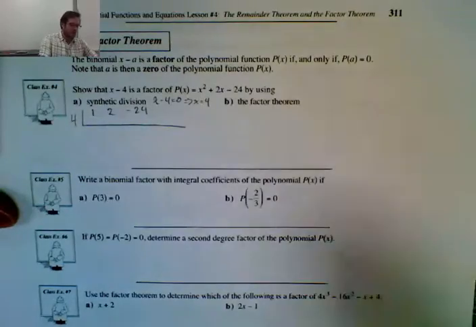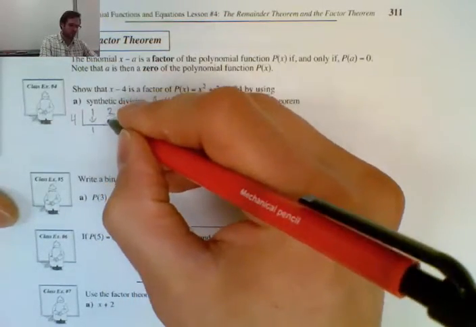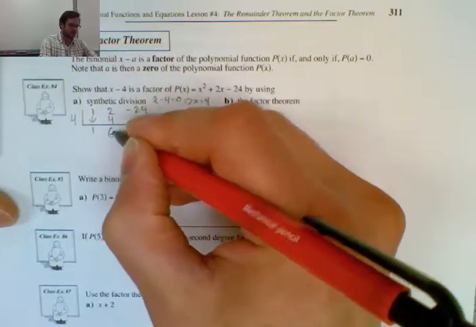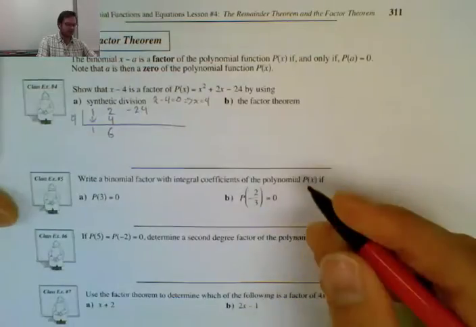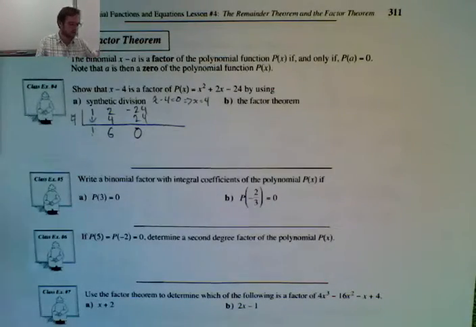Okay? Well, we carry down the 1. 4 times 1 is 4, which gives me 4. Add these together, I'm going to get 6. 4 times 6 is 24. Add these together, we get 0. So my remainder is 0.